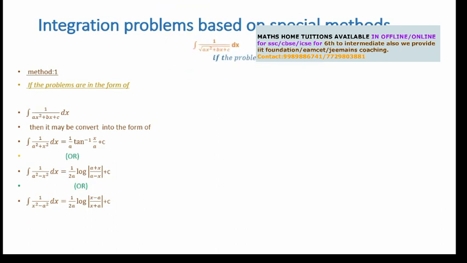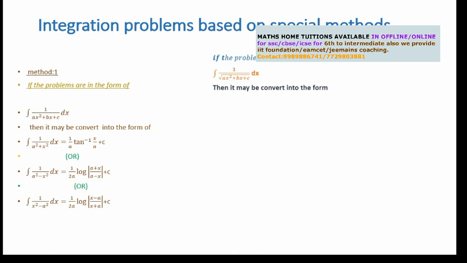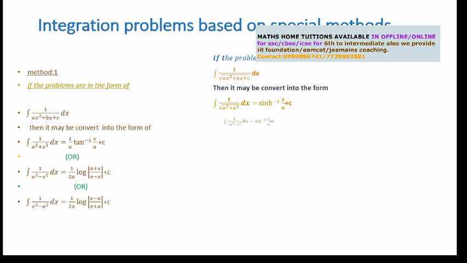Now the second model, here the problems are in the form of 1 by root of ax square plus bx plus c into dx. Here also it may be converted into three forms again. In the first one, integration of 1 by root x square plus a square into dx equals sin h inverse of x by a plus c. Or it may be converted into the form of integration of 1 by root a square minus x square into dx, that equals sin inverse of x by a plus c. Or also it may be converted into the form of integration of 1 by root x square minus a square into dx, that equals cos h inverse of x by a plus c.